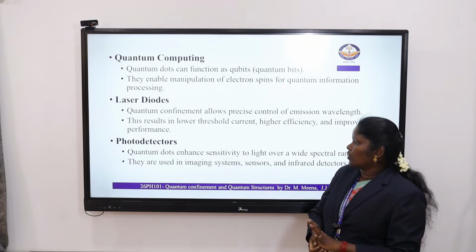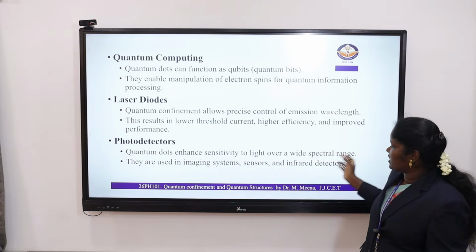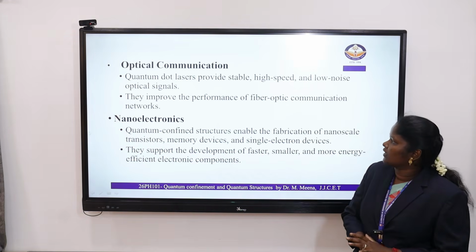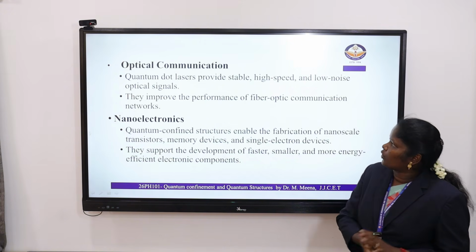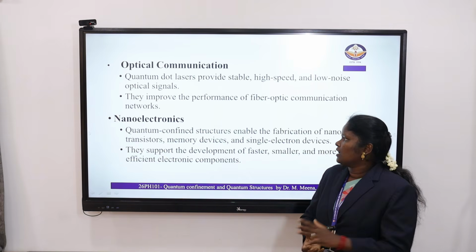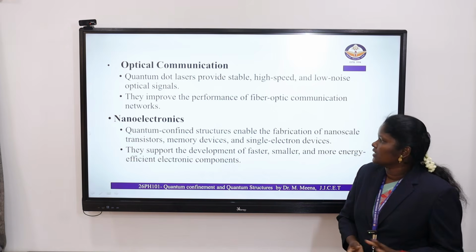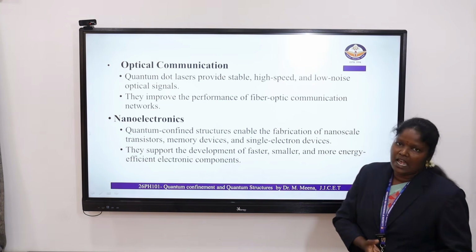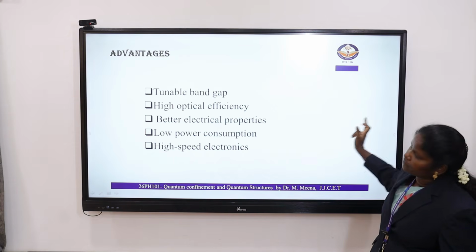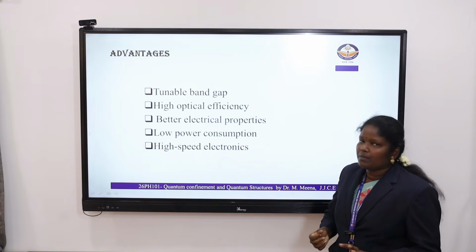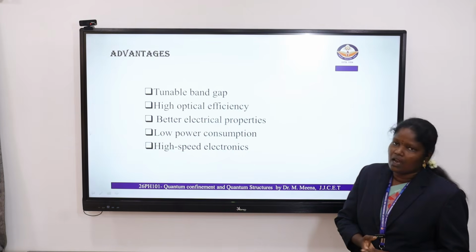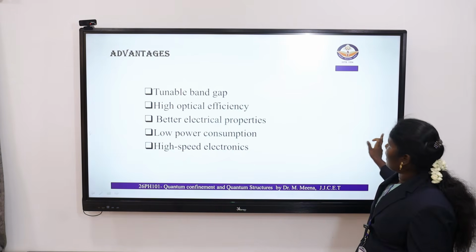Photodetectors are used in imaging systems, sensors and infrared detectors. In optical communication, quantum dot lasers provide stable, high speed and low noise optical signals. In nanoelectronics, quantum confined structures enable the fabrication of nanoscale transistors, memory devices and single electron devices. Advantages are tunable band gap, low power consumption, better electrical properties, high optical efficiency and high speed electronics.